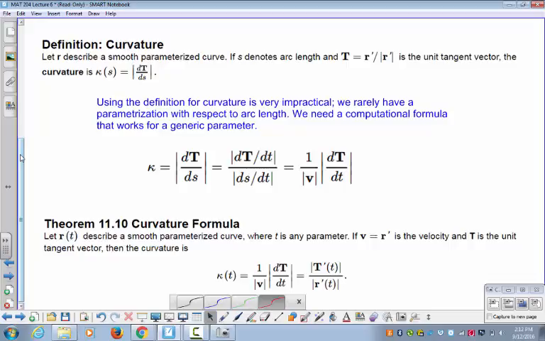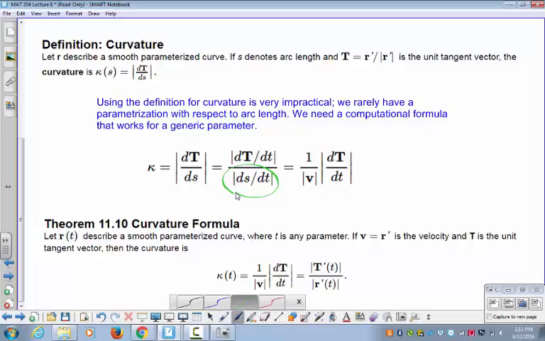That's pretty impractical for most cases. We rarely have that parameterization, so we need a computational formula that works for the generic parameter. If we look at this definition, you can treat differentials just like variables. If we divide the numerator by dt and the denominator by dt, we can pull it apart. We know ds/dt is velocity, and the absolute value of ds/dt is speed. It does the same thing any derivative would: whether your parameter is s or t, when you take the derivative, you still get speed.